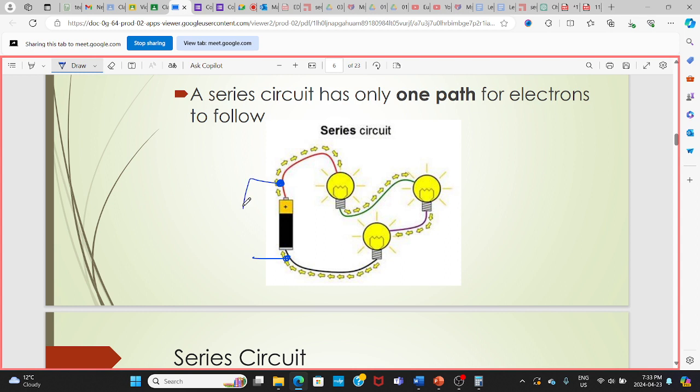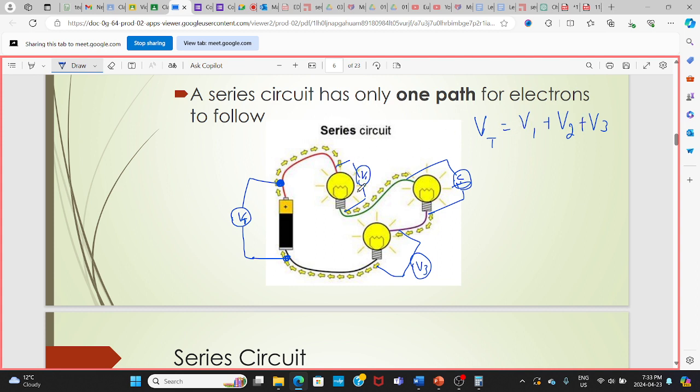Here, the voltage, if I just call it V, V of the battery or V total, is equivalent to the voltage across the first bulb plus the voltage across the second bulb plus the voltage across the third bulb. So V total or V of the battery is V1 plus V2 plus V3.